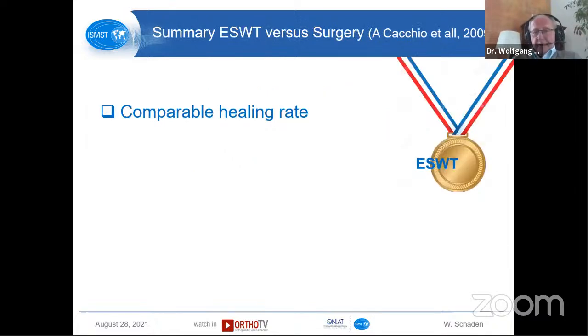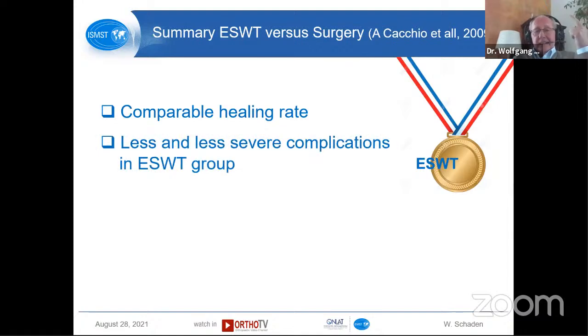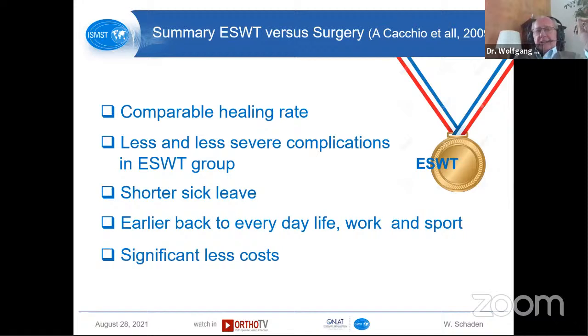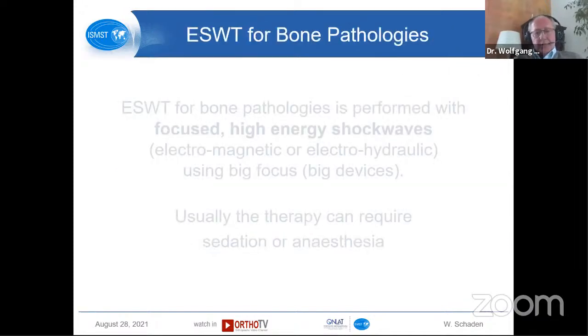So we have a comparable healing rate. We have fewer and especially less severe complications in the Shockwave group. We have a shorter sick leave. People are earlier back to everyday life, work or sport, and we have significantly less cost. So as Danielle said, there is absolutely no understanding why this technology is not developing quicker, because we are speaking about knowledge that is 10 years old.